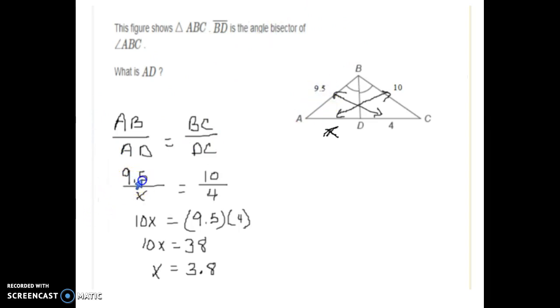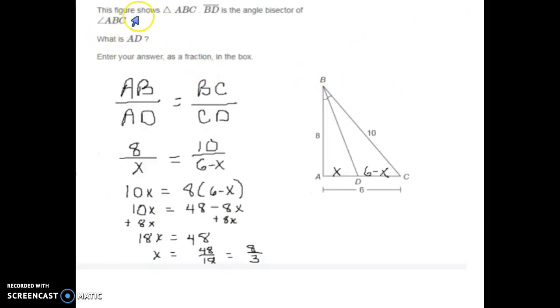Plug in what you know. 9.5 over x is what we're looking for, is equal to 10 over 4. Cross multiply, we get 10x. 9.5 times 4 is going to give you 38. Divide by 10, x is 3.8. You can also set it up, a little shortcut is to multiply these two together. So 10 times x gets you to this step. 9.5 times 4 gets you to this step.